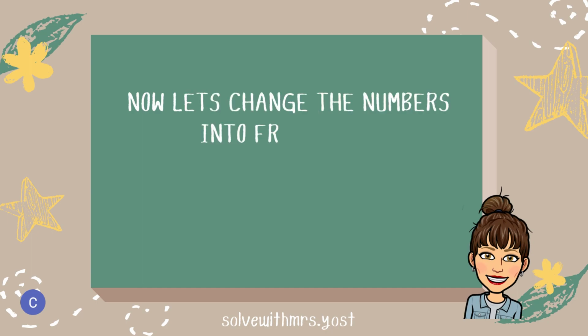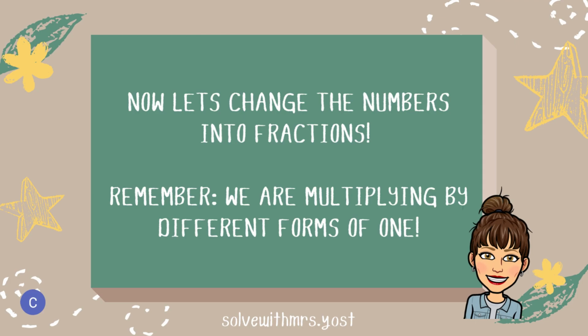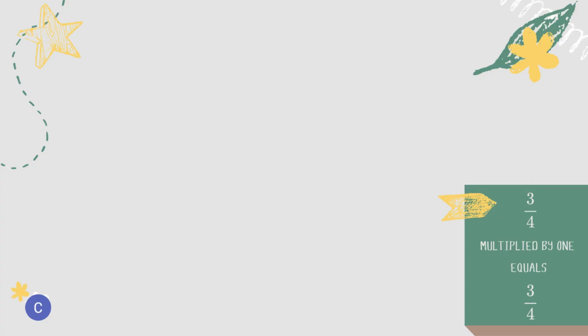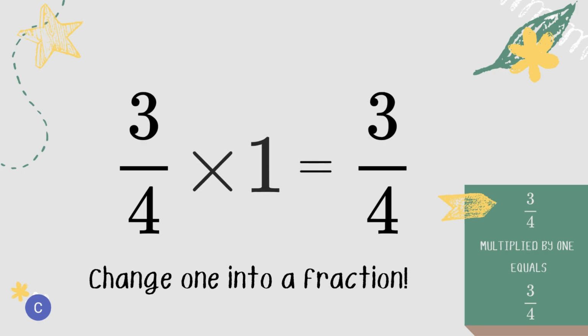Now let's change the whole numbers into fractions. Remember, we are multiplying by different forms of the number 1. 3/4 times 1 equals 3/4. Now let's change the way we look at the number 1.